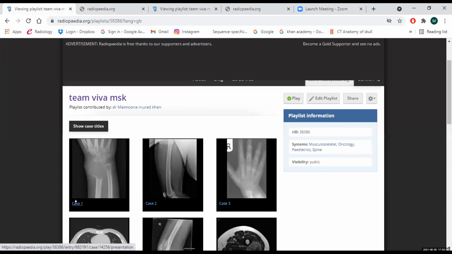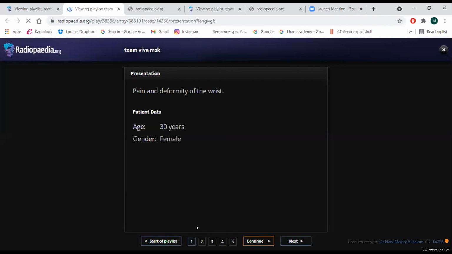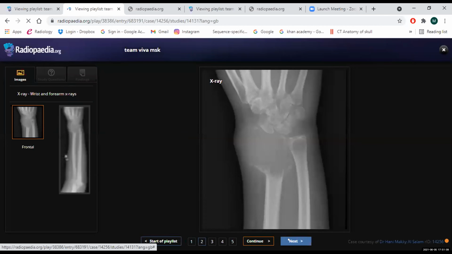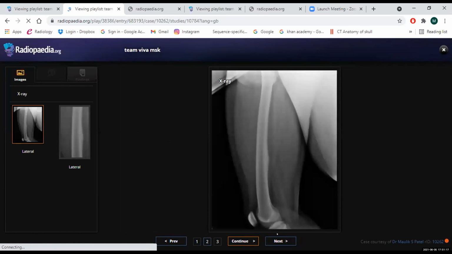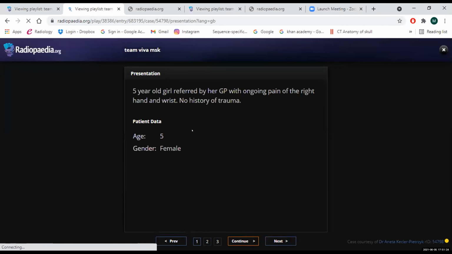And the first one was giant cell tumor of the wrist. Okay. And the next one was osteoid osteoma of the femur in a young patient. And your diagnosis was right.